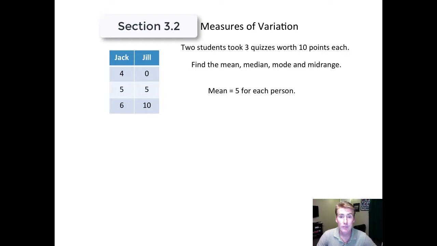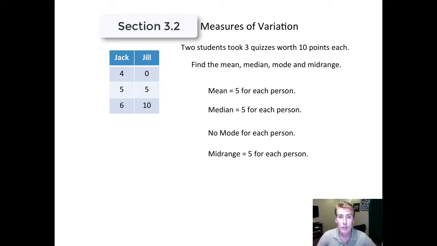All right, the mean. Add 3 scores, divide them by 3. When you do that, you'll find that each of them has a mean of 5. The median. So you put them in order, and whatever score is in the middle, which for both of them is this 5. So the median, 5 for each of them. The mode is the score that shows up the most. Well, there is no score that shows up the most, so no mode for either one of them.